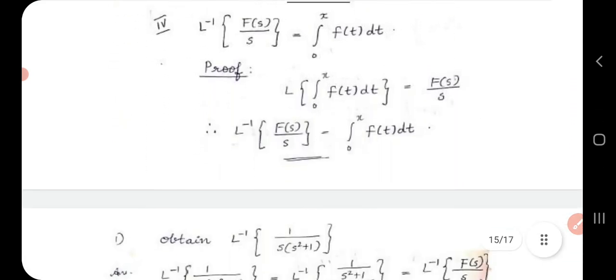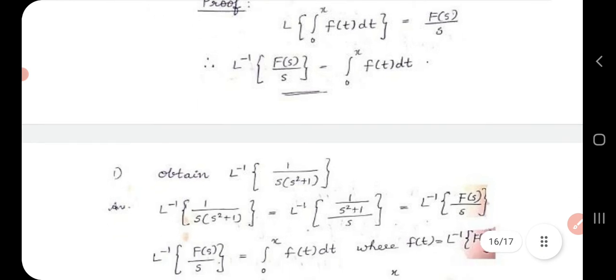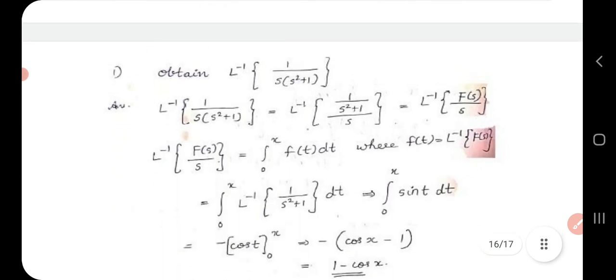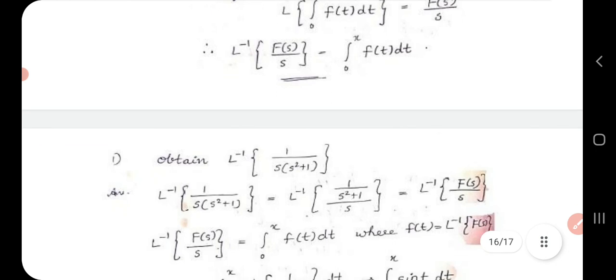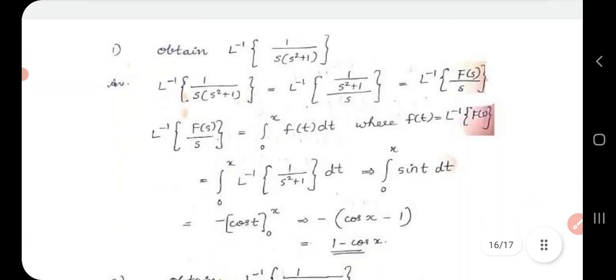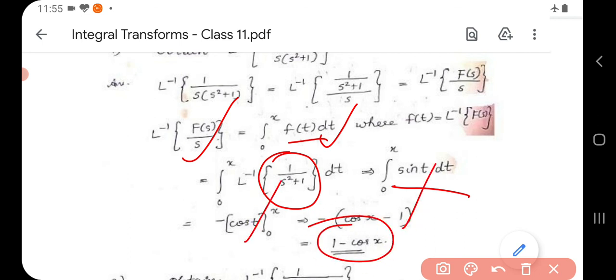Last one, L inverse of f(s) by s is the integral from 0 to x of f(t) dt. This is a theorem and its proof. One problem based on this theorem is given here. Obtain L inverse of 1 by s(s square plus 1). This is of the form L inverse of f(s) by s, so your answer will be the integral from 0 to x of f(t) dt, where f(t) is L inverse of 1 by s square plus 1. You know the Laplace transform of sin t is 1 by s square plus 1, so L inverse of 1 by s square plus 1 will be sin t. Then just apply integration. You will get the answer as 1 minus cos x.